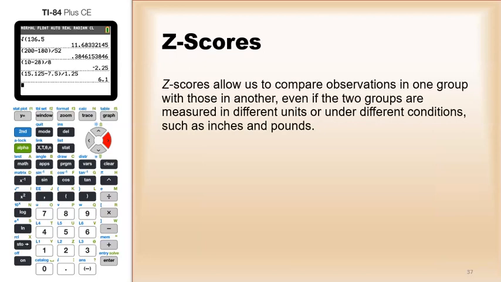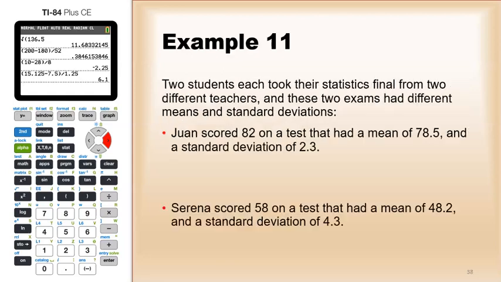The nice thing about z-scores is that they allow us to compare observations in one group with those in another, even if the two groups are measured by different units under different conditions, such as inches and pounds. Or if you want to compare a student who took an ACT test to get into college versus an SAT test, for instance. So, for example, suppose we have two students who took the statistics final from two different teachers, and these two exams had different means and different standard deviations.